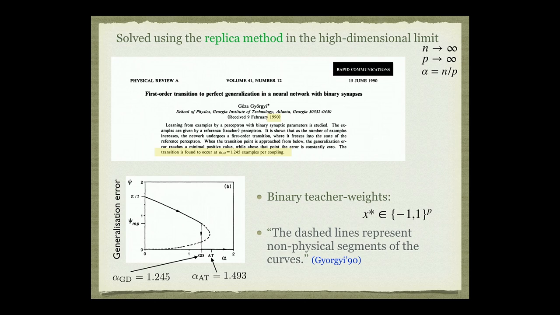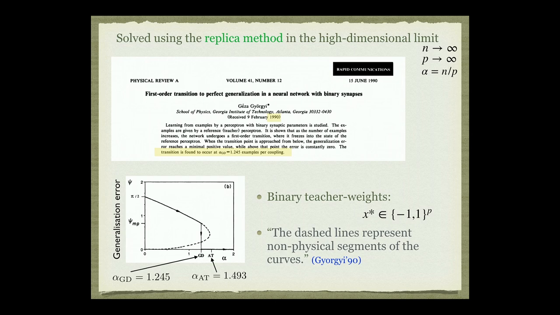And at least in statistical physics, we love phase transitions, and we would like to understand what presence of such a phase transition means for algorithms and what's going on here. And here, there is a different line in the figure that he describes as a non-physical segment of the curve. You see, it's kind of the analytical continuation of that curve, as we often get in bifurcation kind of analysis in phase transitions. And I will get back to that line.